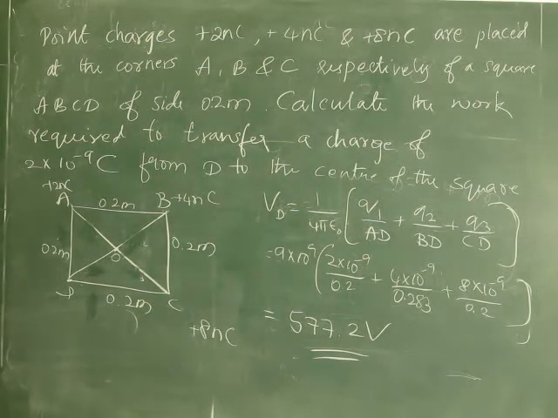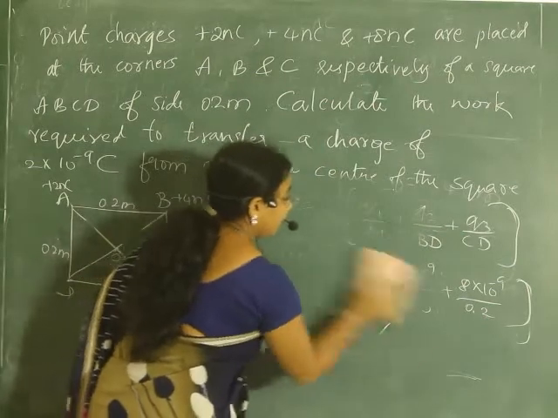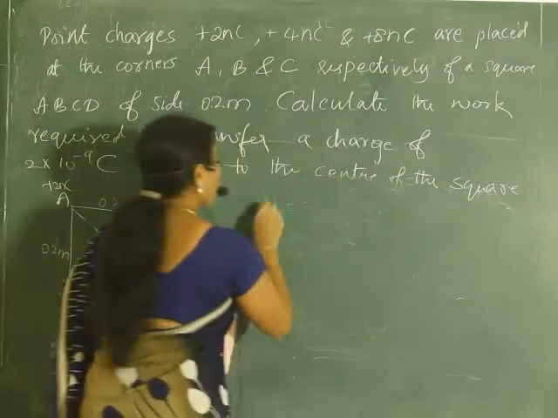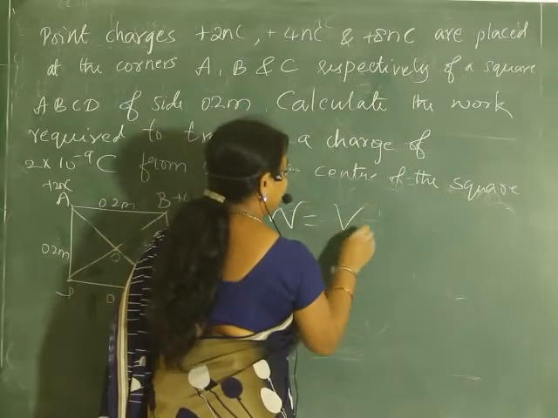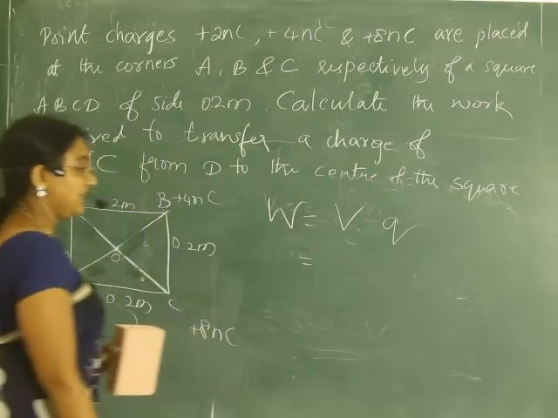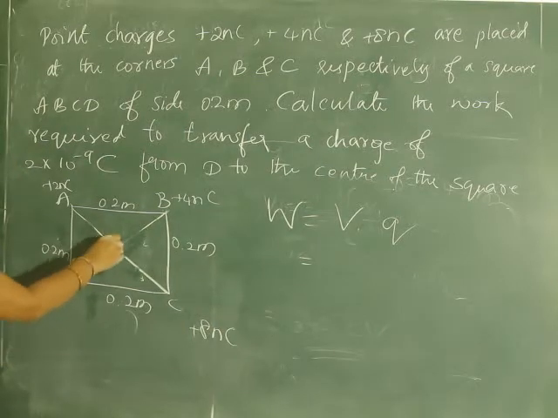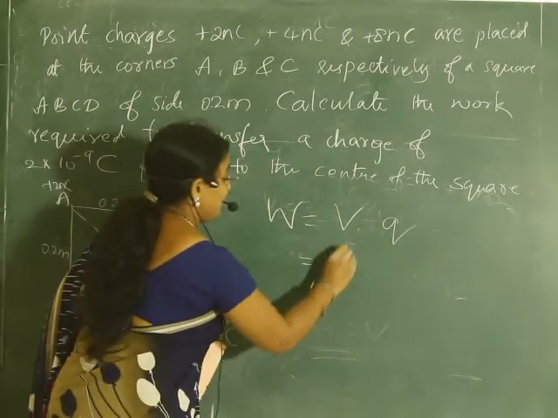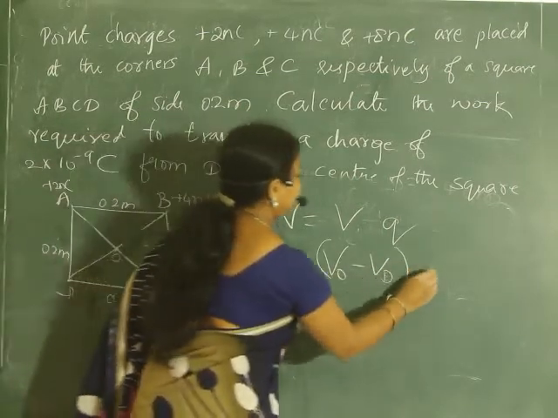Next, work done is nothing but charge into potential difference, correct? Work done is equal to charge into V, but what is V? V is nothing but change in potential. You have to move a charge from where to where? From D to O. So, VO minus VD into Q.